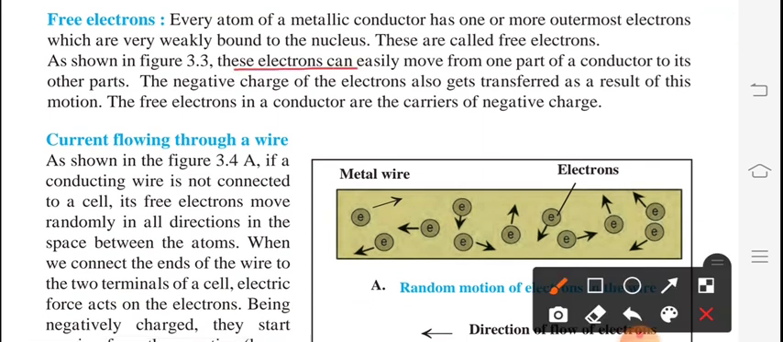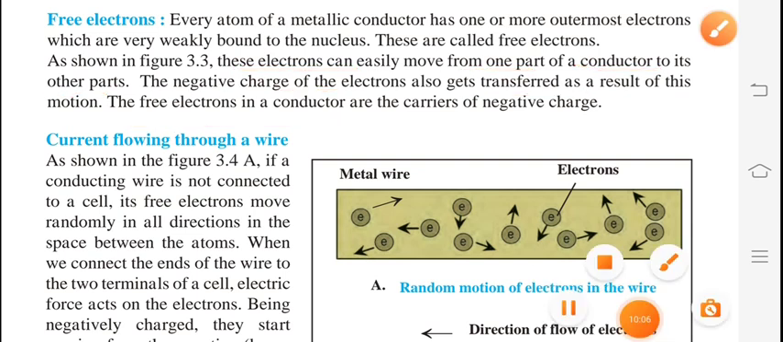These electrons can easily move from one part of the conductor to other parts. The negative charge of the electrons also gets transferred as a result of this motion. The free electrons in a conductor are the carriers of negative charge. Obviously, free electrons have a negative charge.